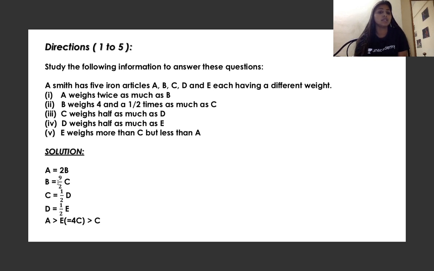Okay, and B is 9 by 2C, which means 4.5C. 4.5C is greater than 4C. Therefore, it will be A, then B, then E. Okay, and then D, because D is only 2C. Clear? So this is the arrangement: A, B, E, D, and then C.